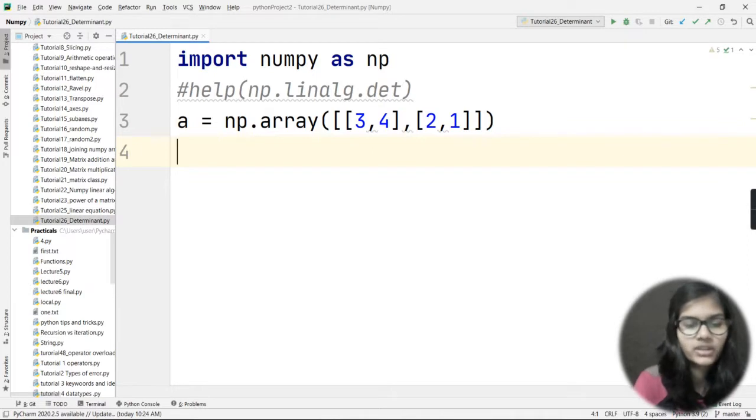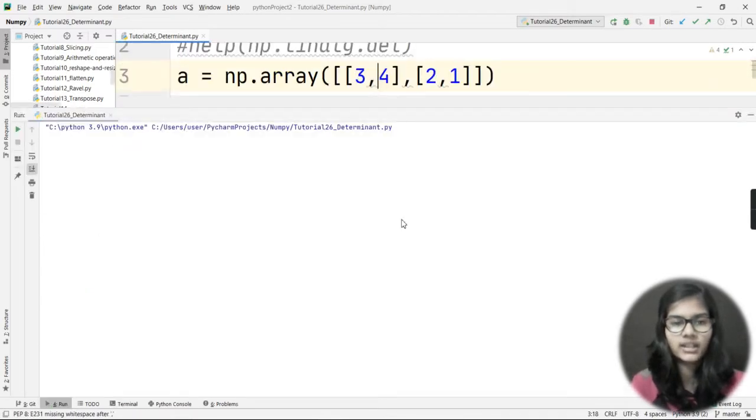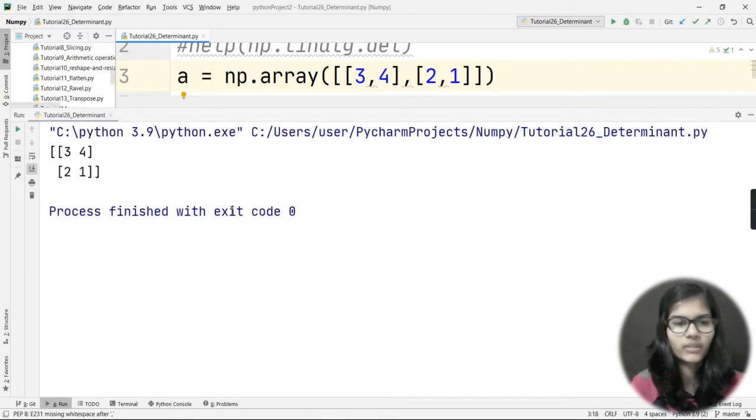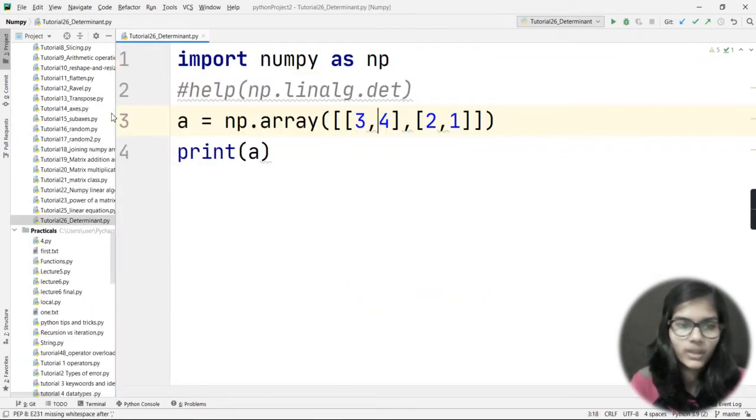Now what else do I have? Firstly I would print this and check it for a while. So I will write print and then A. Now I will run this, and after running I got my 2 cross 2 matrix, whatever I have entered, that is 3, 4, 2, 1. So that is fine.